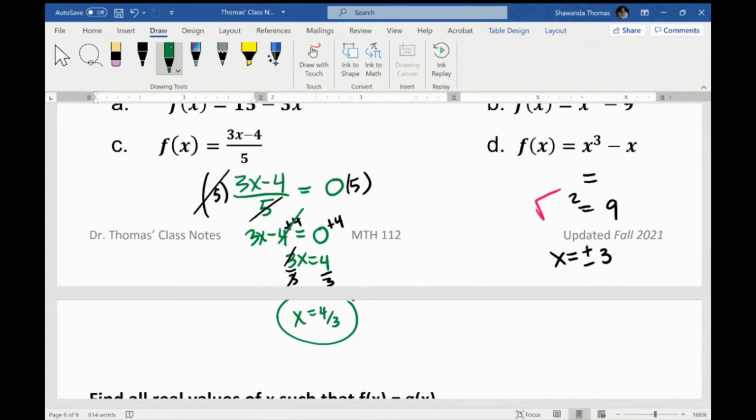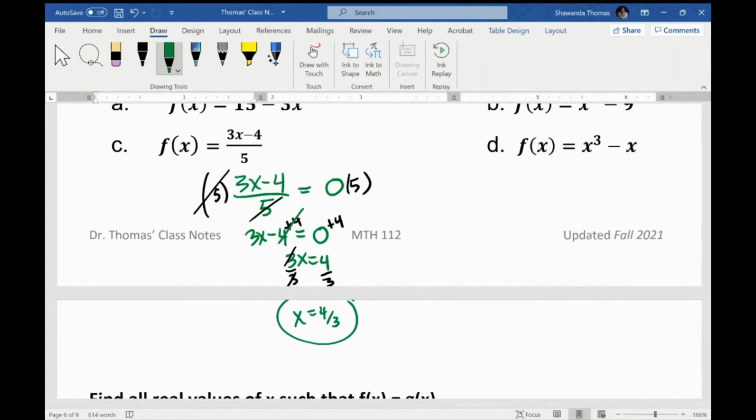Any questions about C? If that question was on WebAssign, would they want us to put 4/3 or like 1 1/3? You just put 4/3. Yep, I always just keep it as the improper fraction. Don't change it to a mixed number.